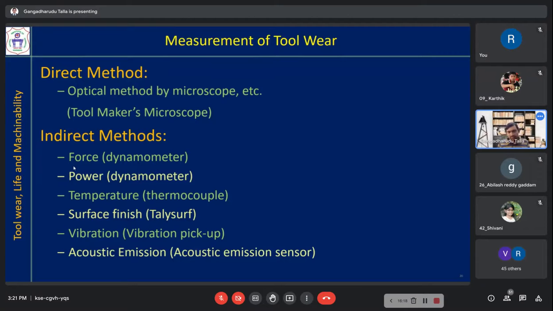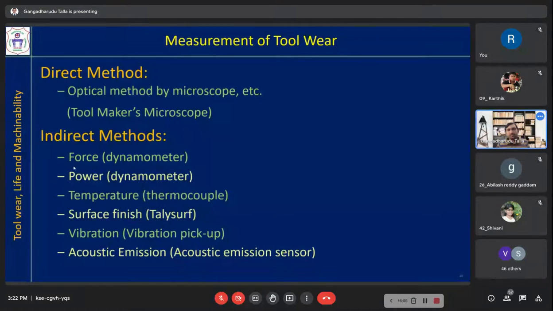Now temperature. During machining we are getting some kind of temperature. It will fluctuate obviously, but if it is within the range, fine. If suddenly there is a high increase in temperature, then you can understand that the tool has worn out. Now surface finish is another thing. Suddenly you are getting poor surface finish on the machined component, then also you can understand that the tool has worn out.